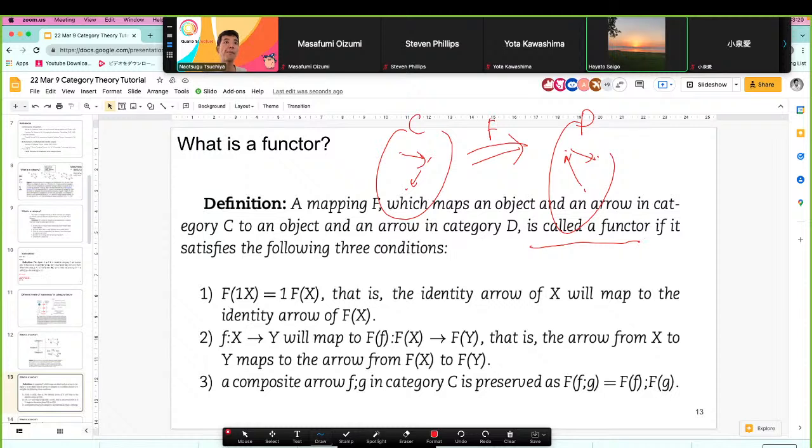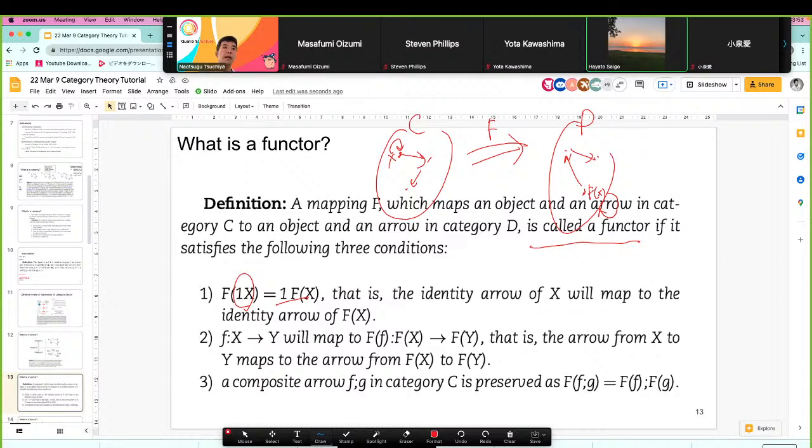First is that the identity arrow for X, and this X has to be applicable for everything. And then if you have this 1_X, then this has to also map onto the identity of F of X, which is mapped onto here. So here it is. Okay.